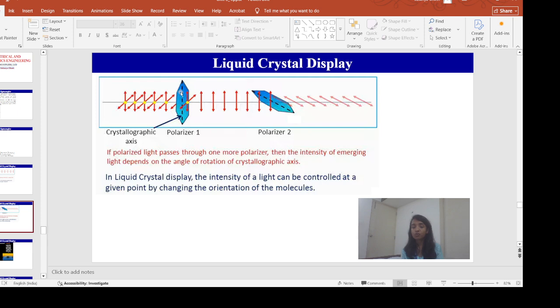So the first polarizer helps to get the polarized light wave, and the second polarizer helps us to control the intensity of the polarized light waves. Now, when the vibration is perpendicular to the crystallographic axis of the second polarizer, the intensity of the light coming out from polarizer 2 will be 0.